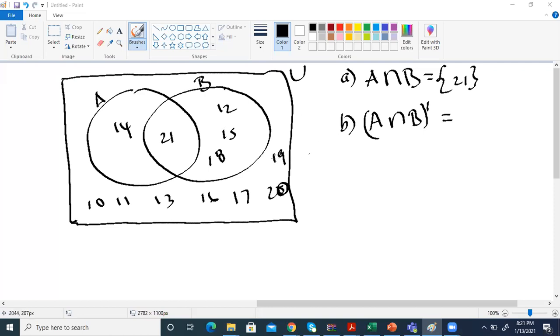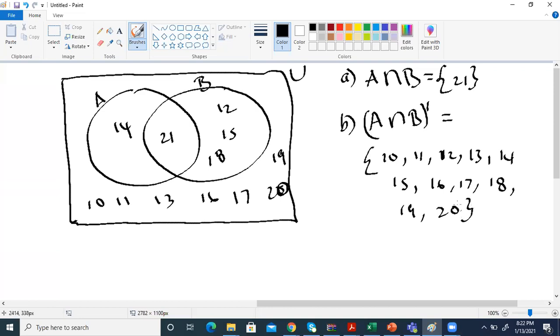So it's the whole thing down here, right? It's everything except 21. So as I said, 10, 11, 12, 13, 14, 15, 16, 17, 18, 19, and 20. You guys have that? You see why that is? Yes, sir. We have 21 here, everything outside. You list everything except for that.